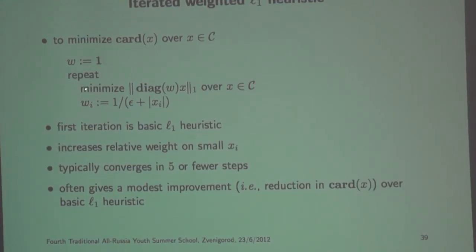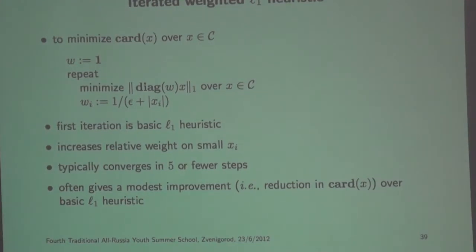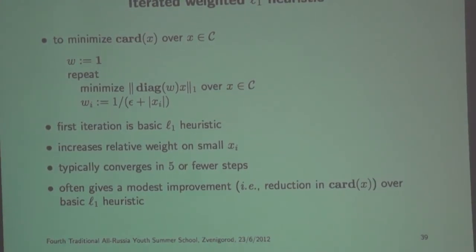And what you do is you're going to minimize a weighted L1 norm, and you're going to update the weights this way. Whenever an x is small, this is going to be really weird: when an x is small, you're going to increase the weight. And when x is big, you're going to decrease the weight. Now it sounds weird, but it's correct. The idea is this.